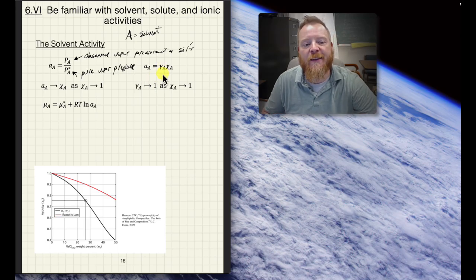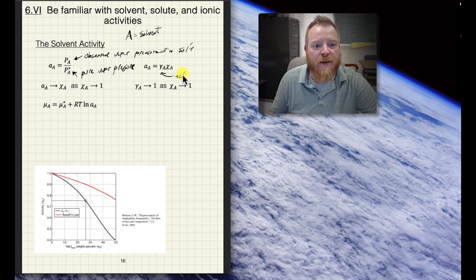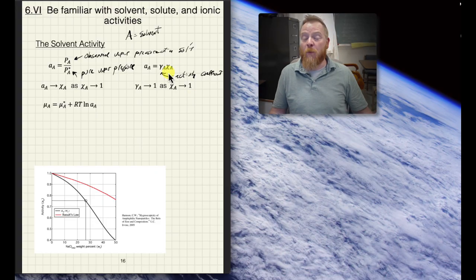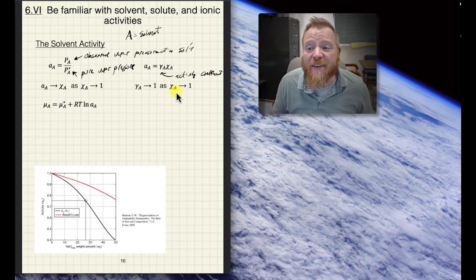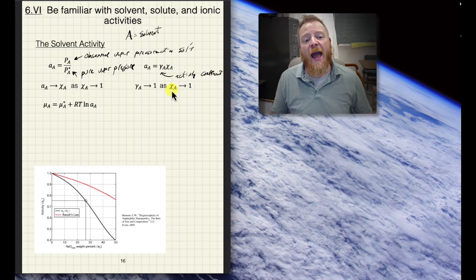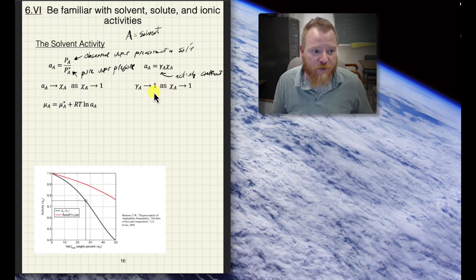Another way that we can write the activity in a more general way is by noting that the activity of a substance equals its gamma value, which is the activity coefficient, times the mole fraction. And once again, this is a limiting relationship. As the mole fraction approaches 1, the activity coefficient will approach 1.